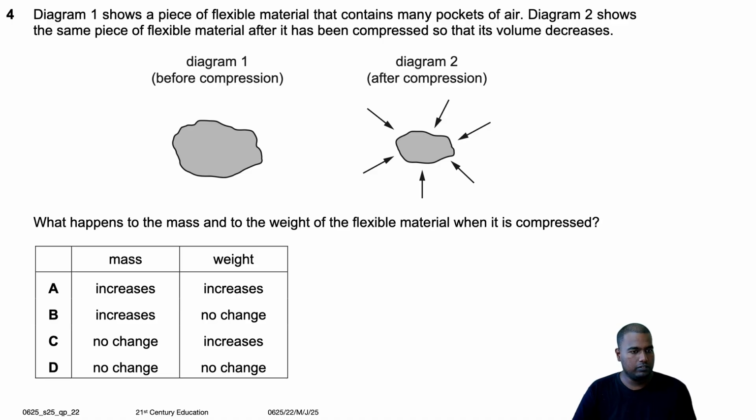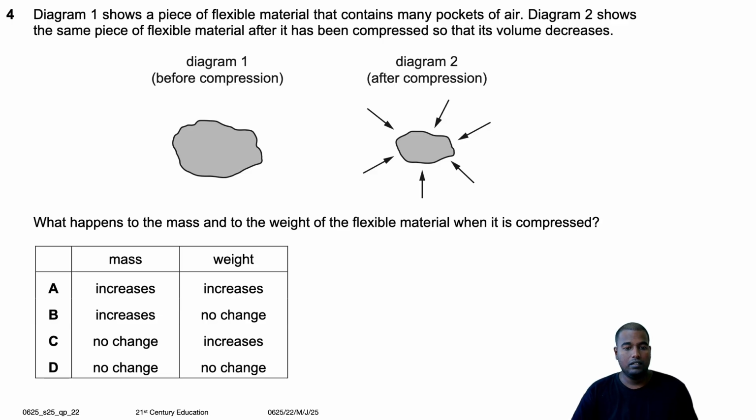Diagram 1 shows a piece of flexible material that contains many pockets of air. Diagram 2 shows the same piece of flexible material after it has been compressed so that its volume decreases. What happens to the mass and to the weight of the flexible material when it is compressed?